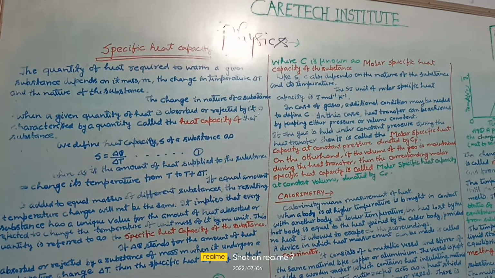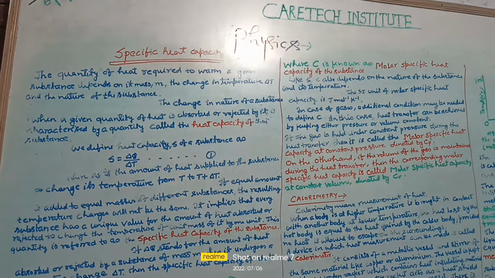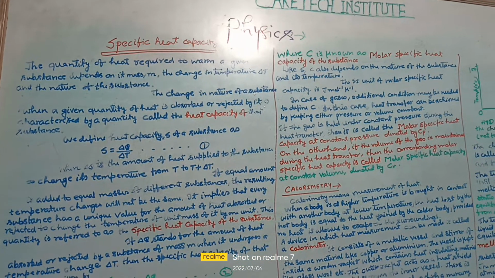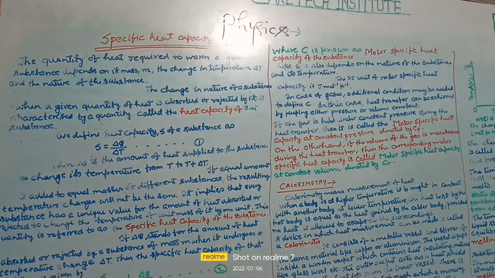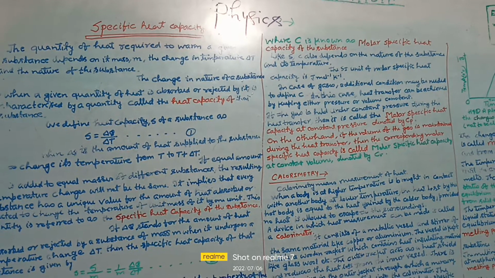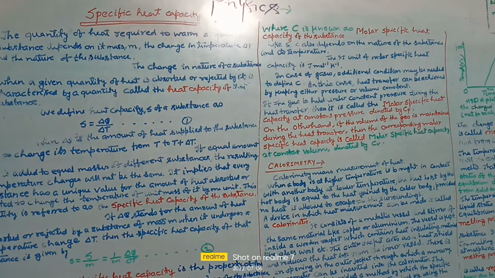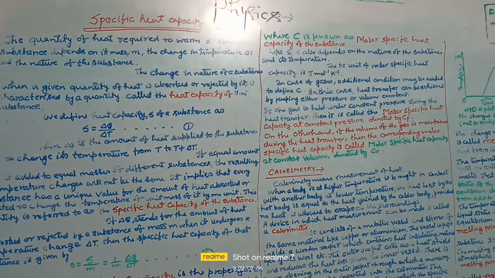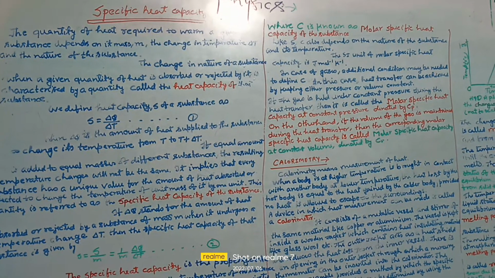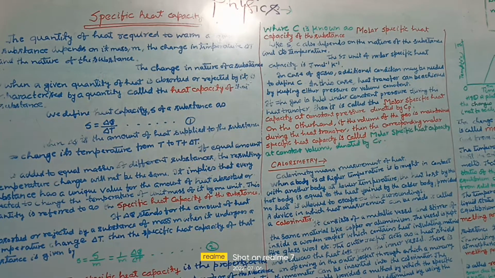We define heat capacity of a substance as S = delta Q by delta T, where delta Q is the amount of heat supplied to the substance to change its temperature from T to T plus delta T.